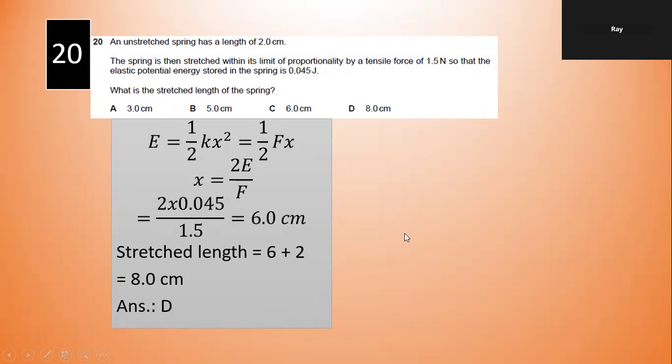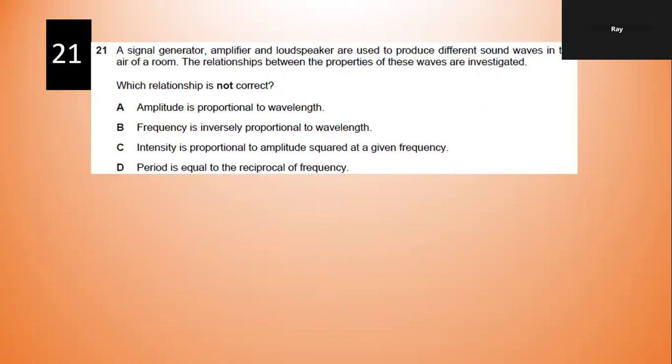Any comment? What's the answer? A, not correct. Yep, A. Okay, good.